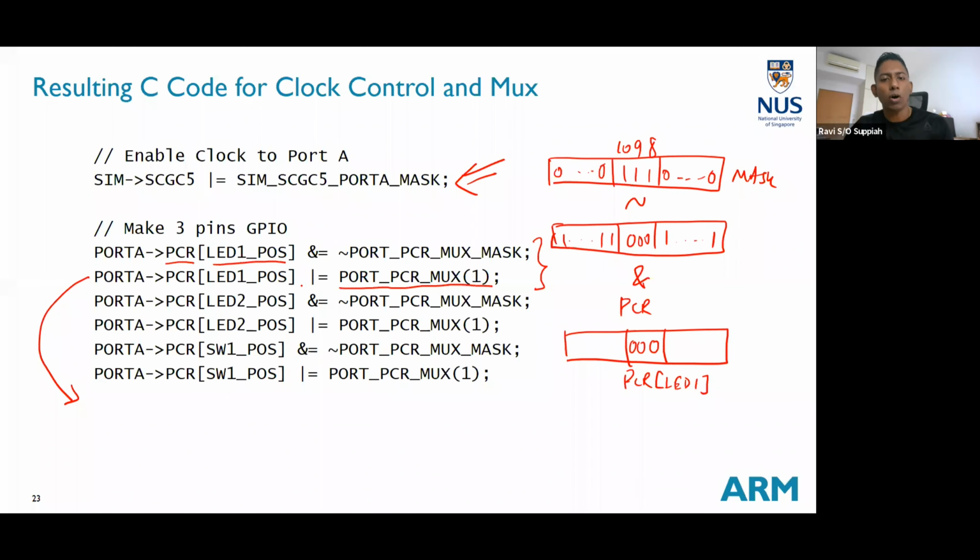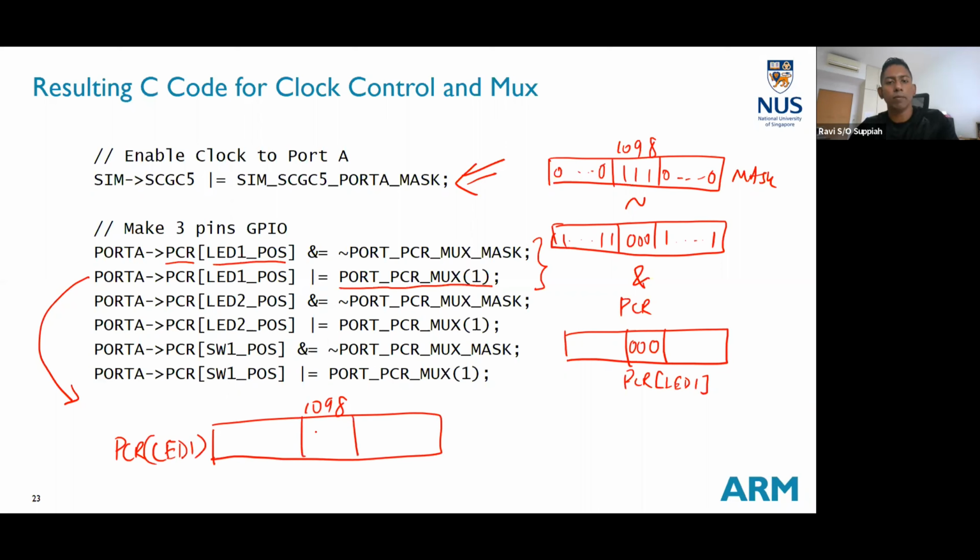And when I do the OR operation here, I am making sure that only the bits 8, 9, and 10 of the PCR LED 1, only these 3 bits, have a value of 0, 0, 1, and the rest will be unchanged.